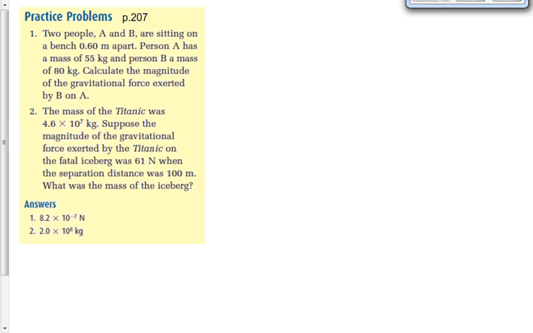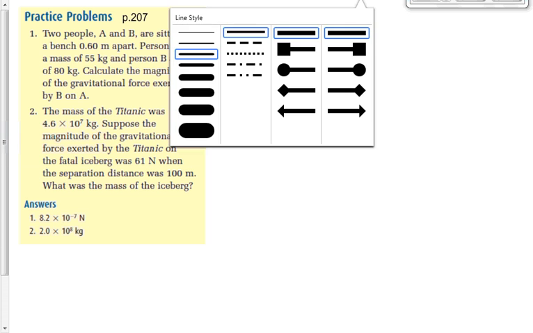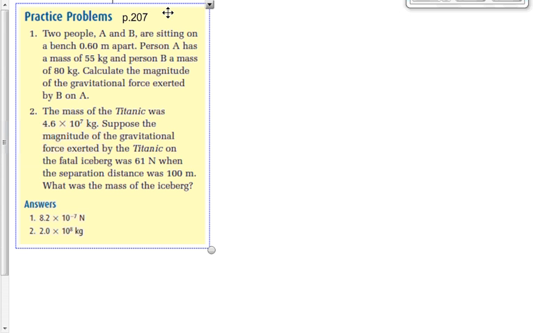Number 1 says two people, A and B, are sitting on a bench 0.6 meters apart. A has a mass of 55, B has a mass of 80. What's the force of gravity of B on A? Let's say R is 0.60 meters because that's our distance that separates them. We're going to say M1 is 55 kilograms, and M2 is 80 kilograms.